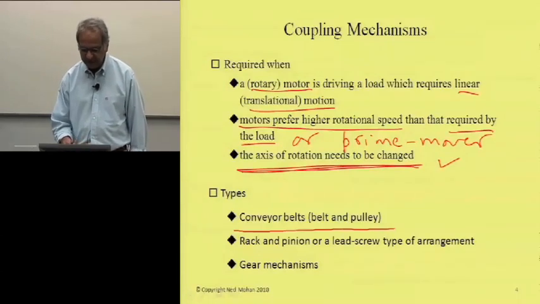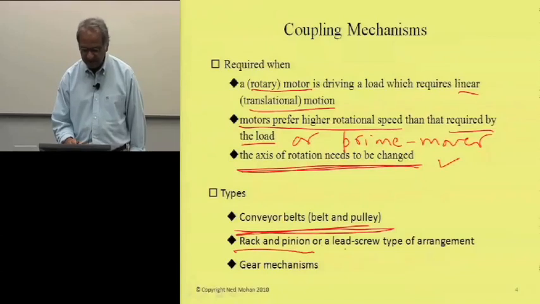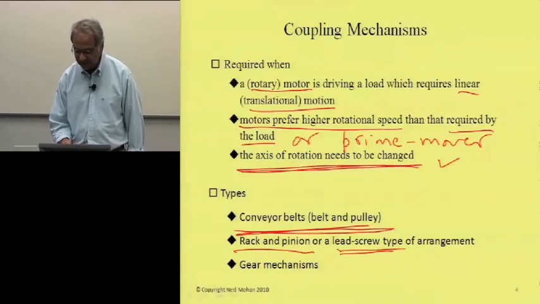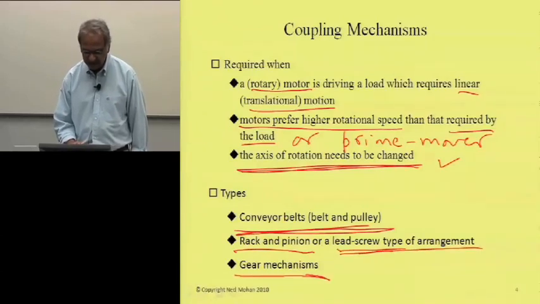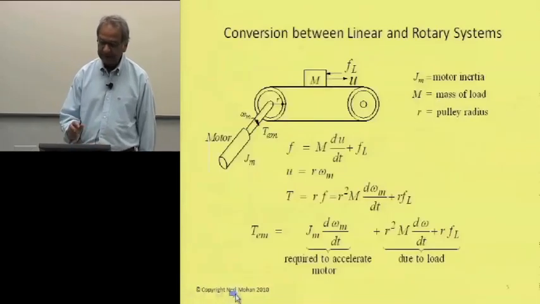One is this conveyor belt, also called belt and pulley. We have this rack and pinion, or a lead screw type arrangement, or gear mechanisms, which are most common. So let's start with this.